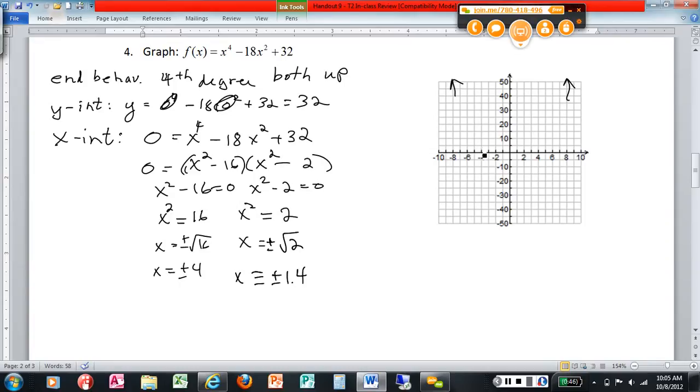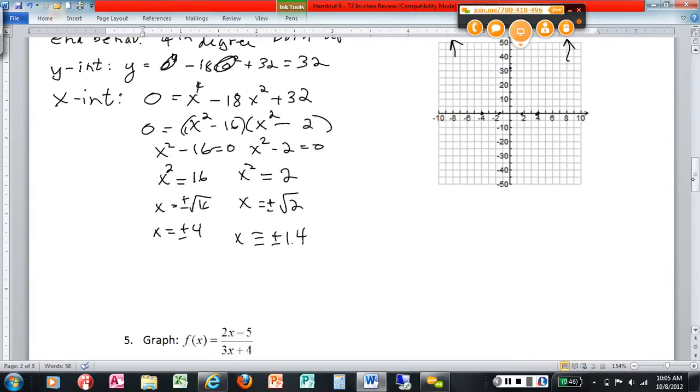So if I put those down here, negative 4, positive 4, 1.4, and negative 1.4, and then the 32 is my y-intercept. Here's what it looks like before we do some other points. Okay, and again, the other points that I want, the table here, again, are x values between the x-intercepts. So let's do negative 3 and let's do positive 3 to get us some points between my x-intercepts.